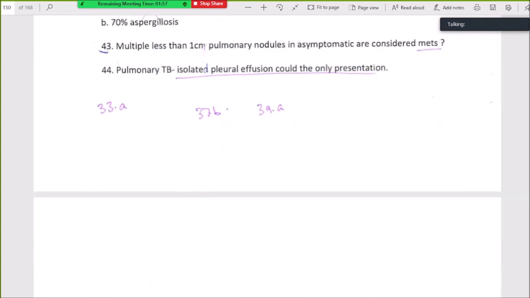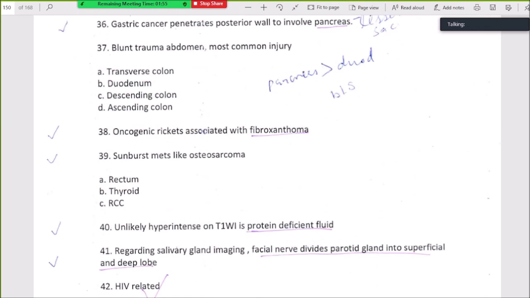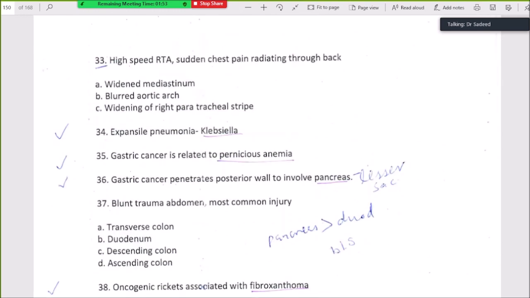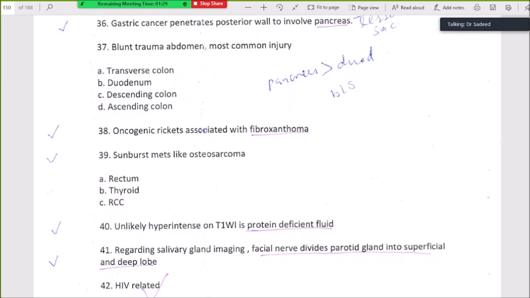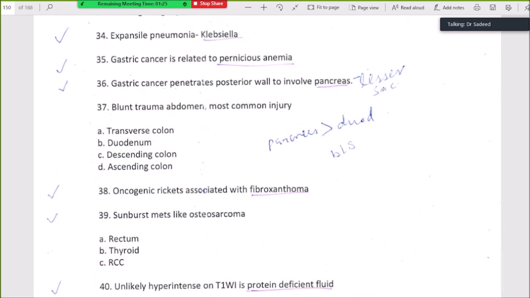33. High speed RTA, sudden chest pain radiating to the back. You will see wide mediastinum. 34. Expansile pneumonia is seen in Klebsiella. 35. Gastric cancer is related to pernicious anemia. 36. Gastric cancer penetrates the posterior wall to involve the pancreas or lesser sac. 37. Blunt trauma abdomen, most common injury is duodenum. Pancreas may be the answer that's most common, but the other is duodenum. Retroperitoneal adrenal area, most commonly injured is duodenum.